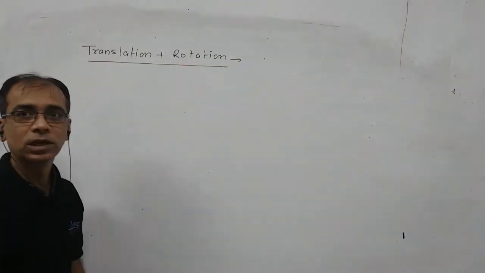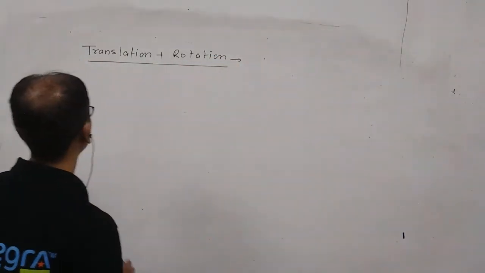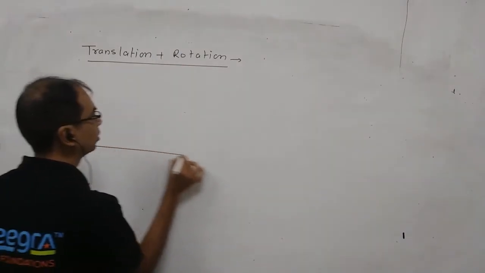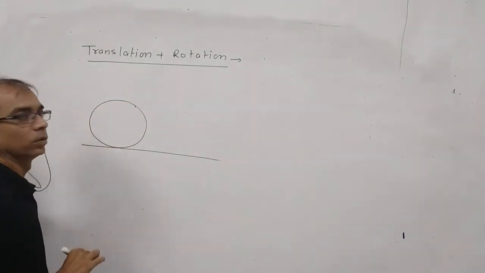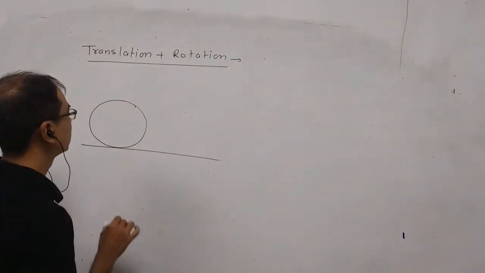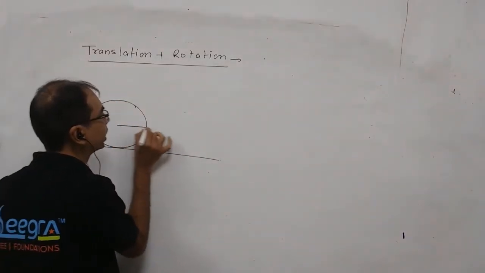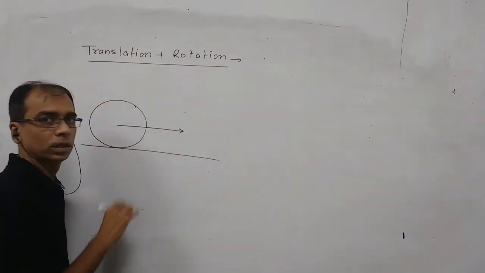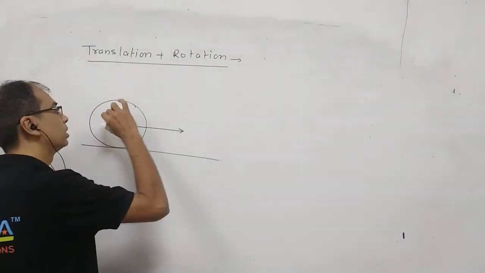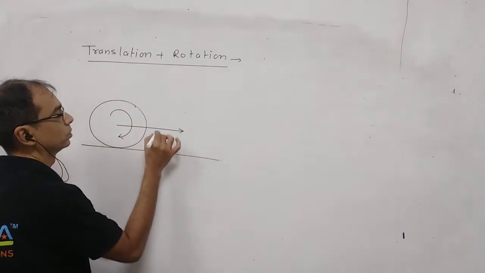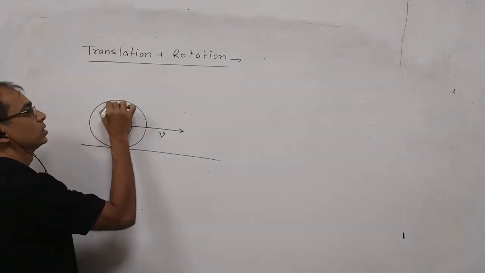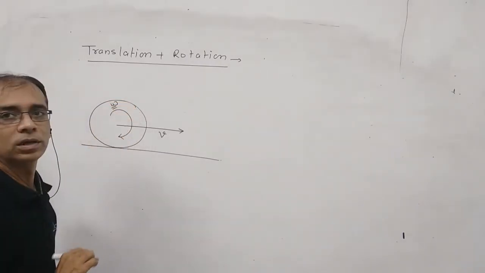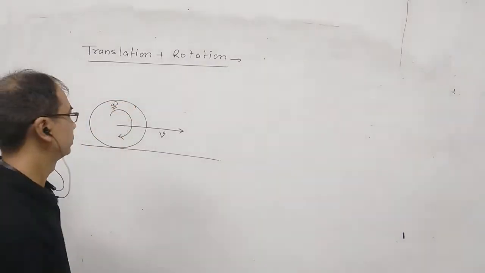What is translation plus rotation actually? If we take an example, suppose we are talking about a wheel. This is a wheel over here, and in this wheel, what is happening? This wheel is moving ahead with speed v, and at the same time, there is a rotation also. This is called translation plus rotation.